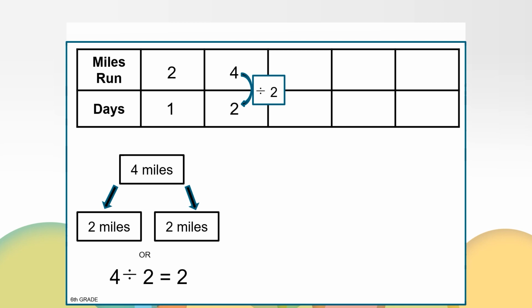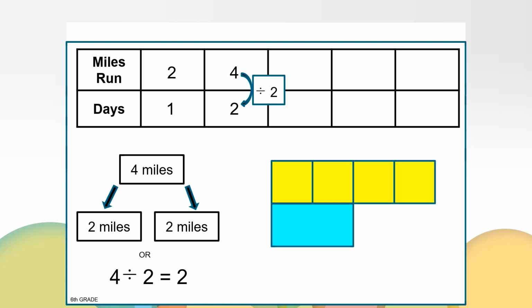Another strategy we might use is multiplication. We know that Carla runs 2 miles on each day. So if she runs 2 more miles, 1 more day would be represented.